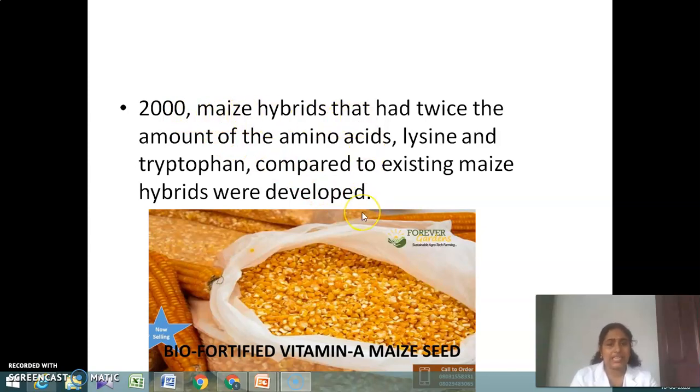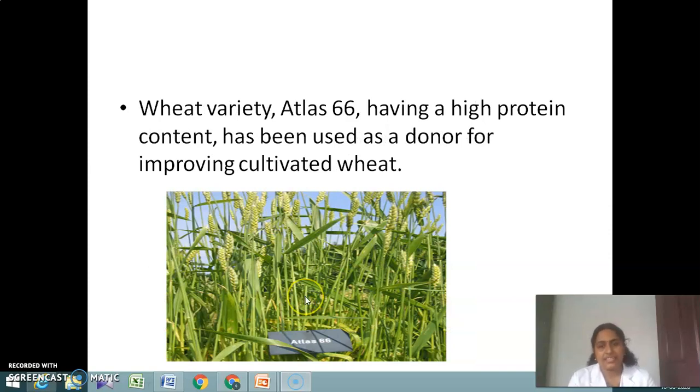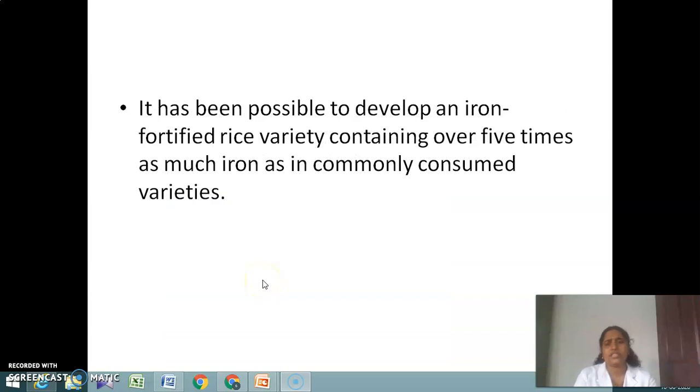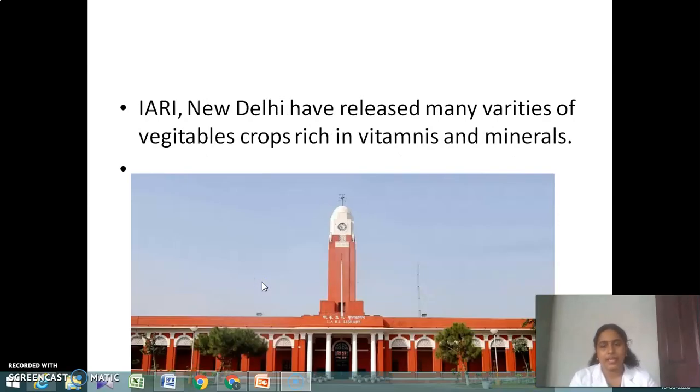2000 maize hybrids that had twice the amount of amino acids, lysine and tryptophan compared to existing maize hybrids were developed. This is a photograph of biofortified vitamin A maize seed. And wheat variety Atlas 66, having a high protein content, has been used as a donor for improving cultivated wheat. It has been possible to develop an iron-fortified rice variety containing over 5 times as much iron as in the commonly consumed variety. Clear?